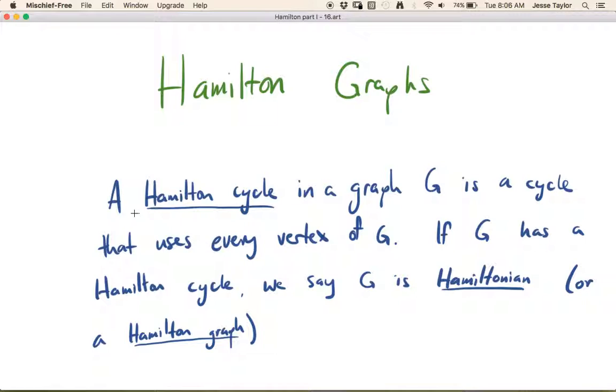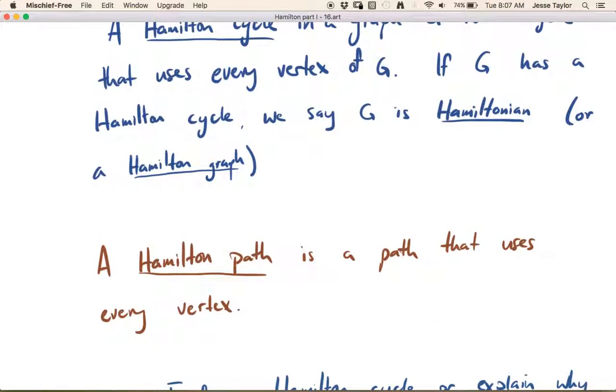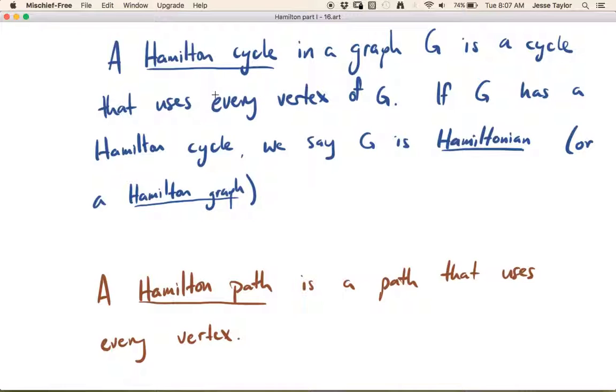But unlike Eulerian graphs, now we're not talking about circuits. We're not allowed to repeat any vertices. We're talking about cycles, like we talked about in the very beginning of the class. So if a graph has a Hamilton cycle, then we call it Hamiltonian, or just a Hamilton graph. And we have a similar idea of a path. A Hamilton path is a path that uses every vertex. In neither of these are we allowed to repeat vertices. The difference is whether we start and end in different places in the path, or whether we begin and end at the same place in a cycle.